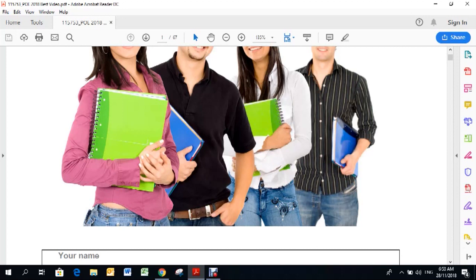So we're going to go through each and every page, and I'll explain to you until we get to the end of the booklet or the POE. I keep on saying the POE because that is the term we use. It's called a portfolio of evidence.